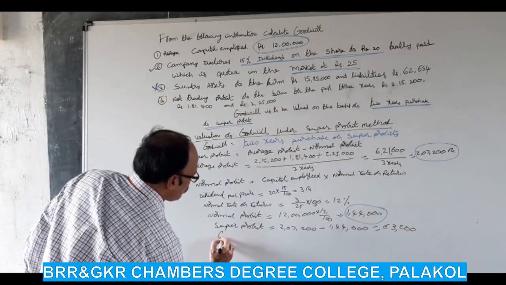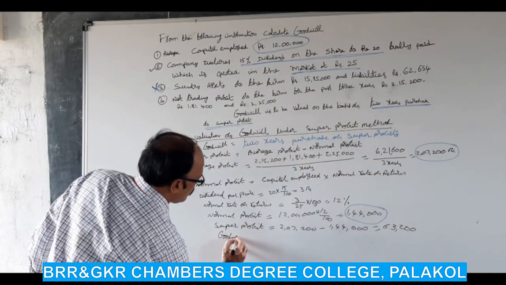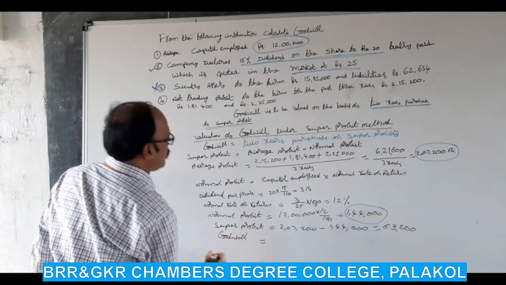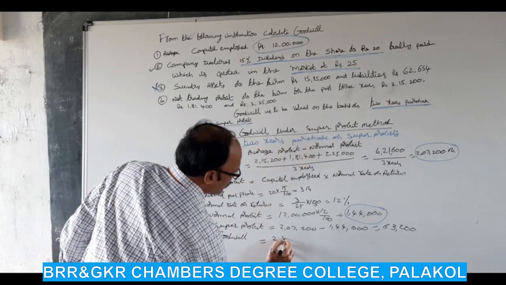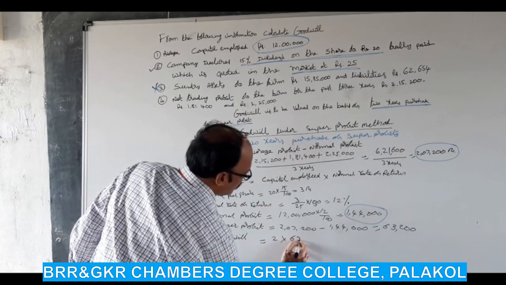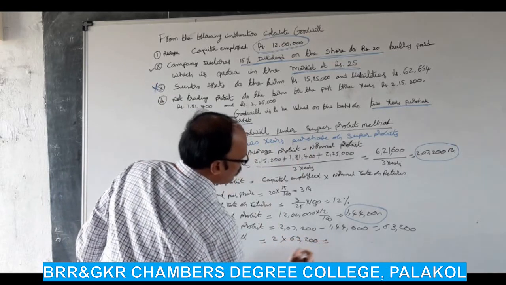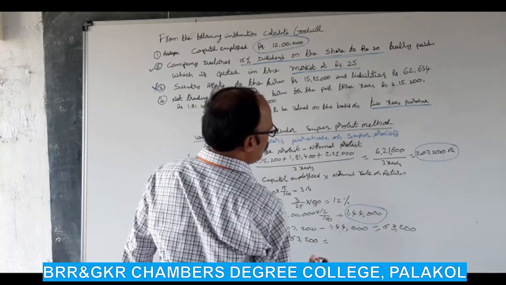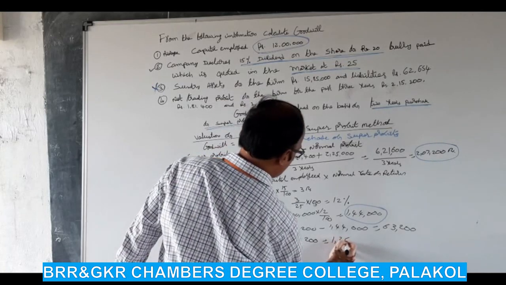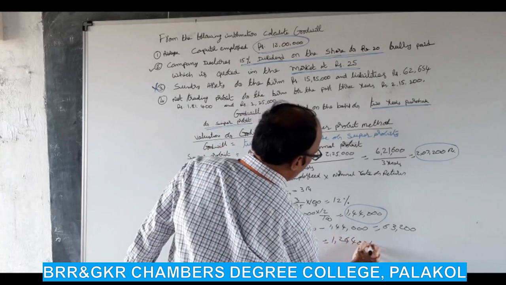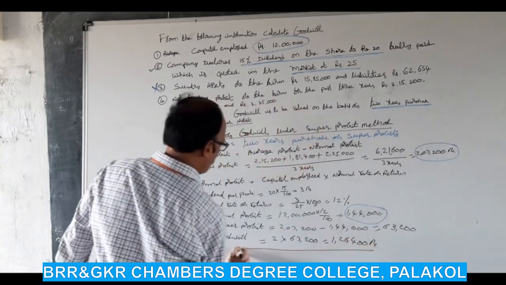Then goodwill is equal to 2 years purchases of super profits. 2 years into 63,200, that is equal to 1,26,400 rupees is to be treated as a goodwill.